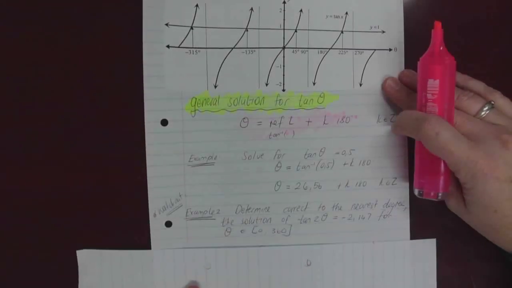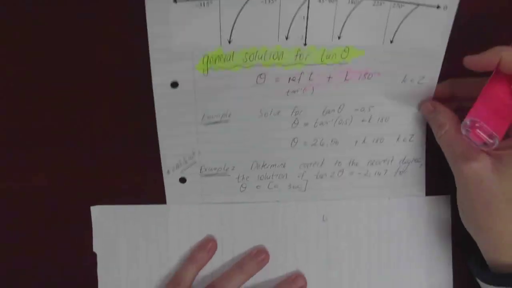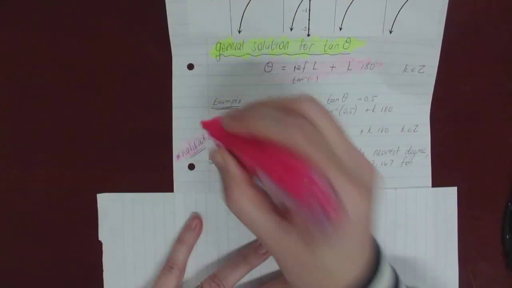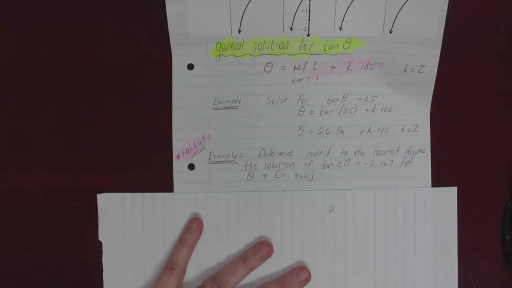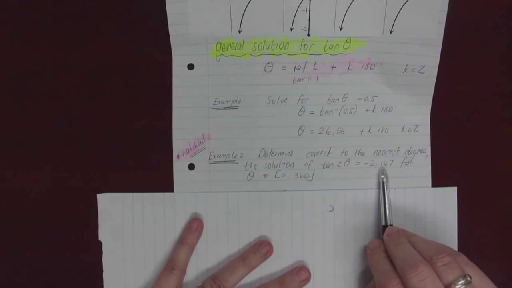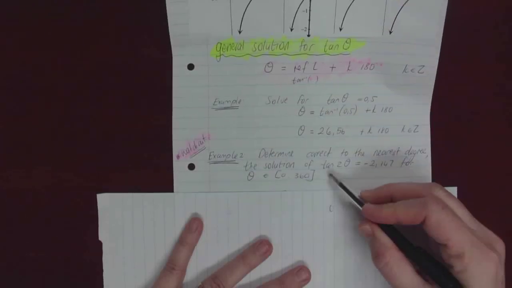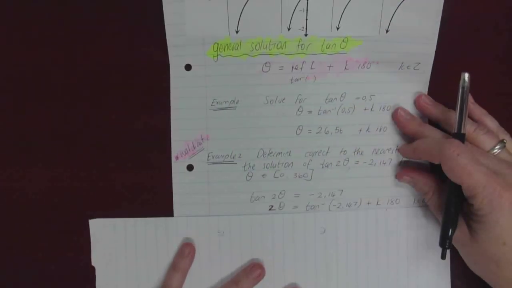Okay, so determine, correct to the nearest degree, the solution of tan 2 theta. Now I chose this one because there is a watch out, and this watch out counts for sine and cos as well. We are South Africans. We read from left to right, so we clean from the left to the right. So when I have tan 2 theta equals minus 2,147, I first get rid of tan, so tan moves from the left to the right.